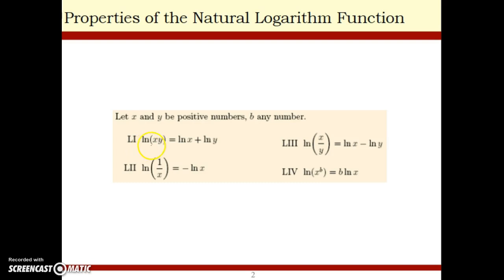When you take the natural log of two numbers multiplied together, you can rewrite that as the natural log of x plus the natural log of y. You can split it up into its own two separate logarithms.